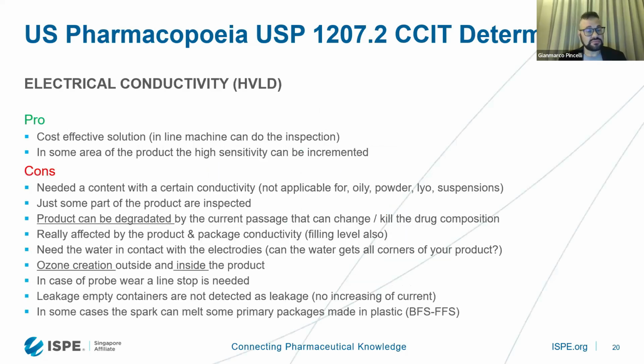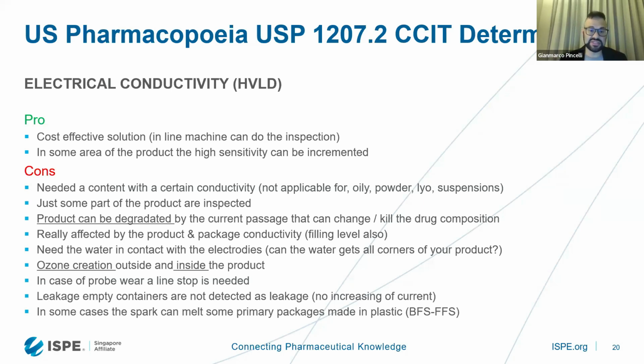Okay. So electrical conductivity as a pro, for sure, is a cost-effective solution because the machine is an inline machine. You can have different heads to leak test the product, because normally the part that is tested by the HVLD is just a part of the container. So you are not testing the whole container like in pressure decay and vacuum decay, where it is inserted into a testing chamber. In this case, HVLD is testing just a part of the container.